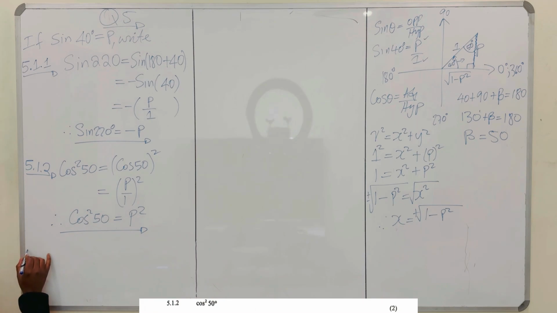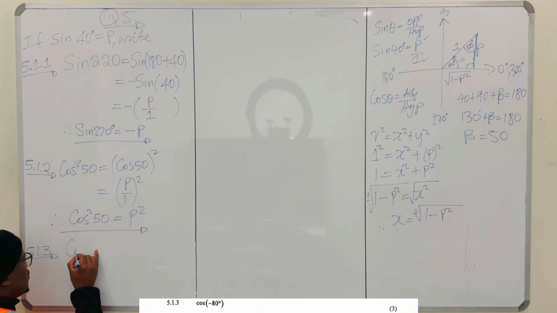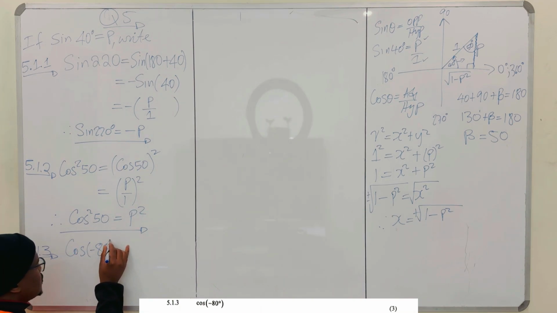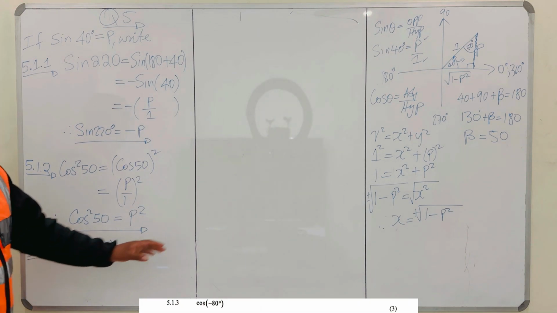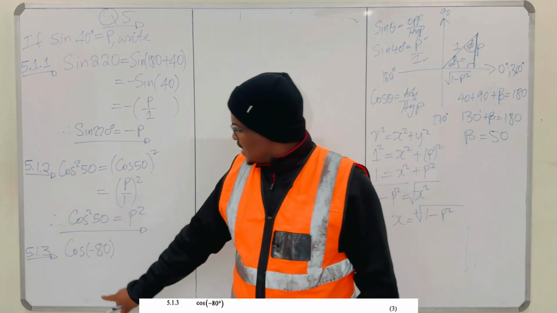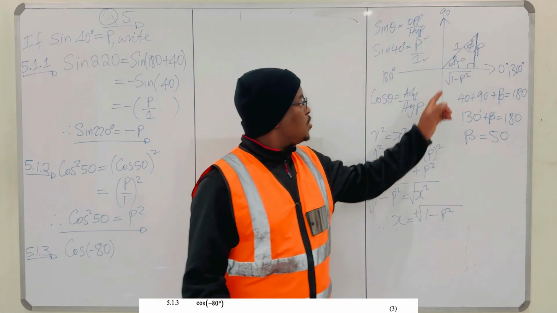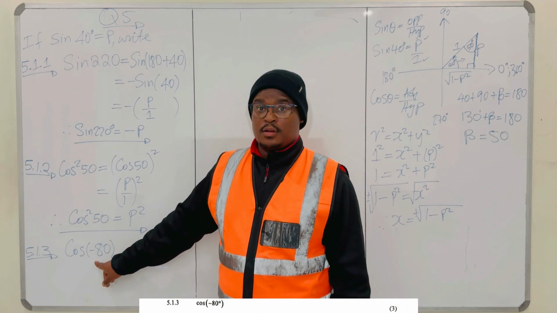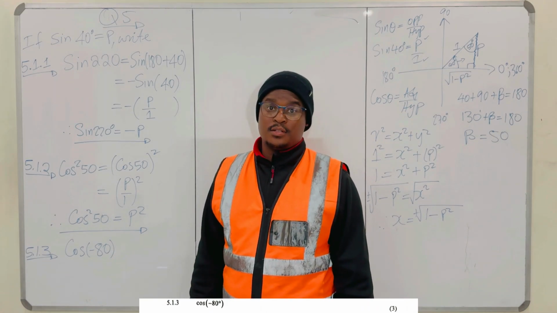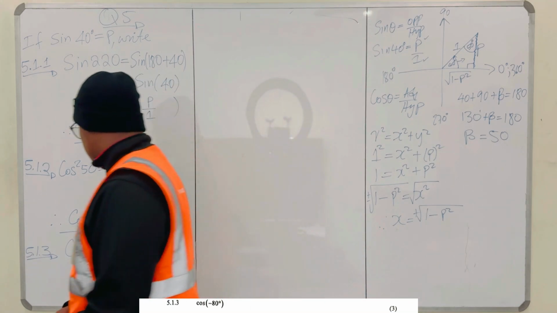We move to the next one, which is 5.1.3. What are they asking us to find? In 5.1.3, they want us to find cos of negative 80 degrees. If you look at our triangle, we don't have a negative number there. It's only 40 and 50. So what you should try to do is make that number positive. How do you do that? You add 360 degrees to it. Let's do that.